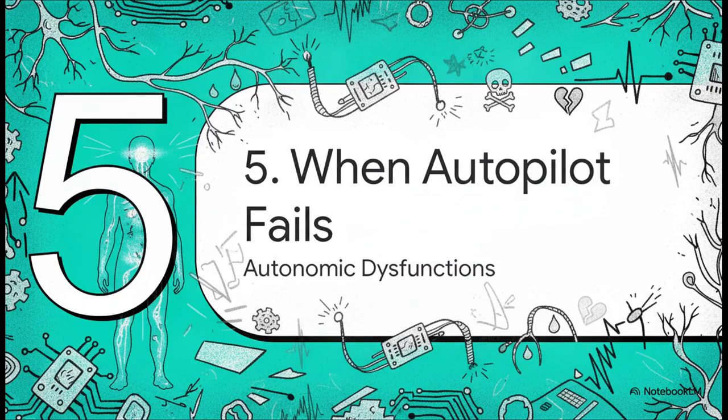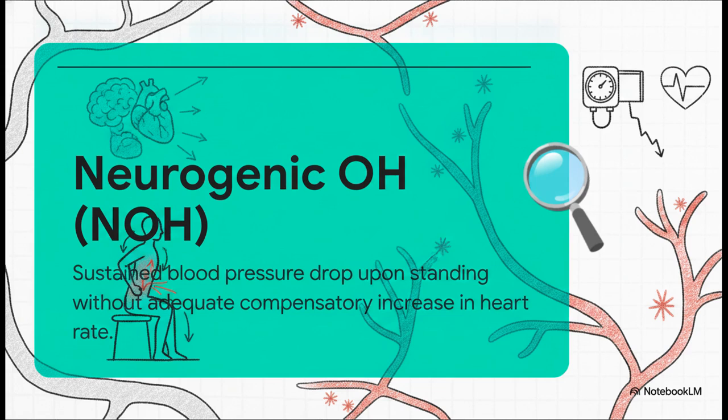These tools are absolutely vital, which brings us to our final stop, Section 5, when the autopilot fails. Because when this tightly integrated system breaks down, the clinical reality is devastating. One of the most dangerous failures in orthostatic intolerance diagnostics is neurogenic orthostatic hypotension, or NOH. Normally, when you stand up, boom, half a liter of blood pools in your legs due to gravity. Your sympathetic system immediately fires off norepinephrine to constrict blood vessels and increase your heart rate so you don't just pass out. But in NOH, that peripheral norepinephrine release totally fails.